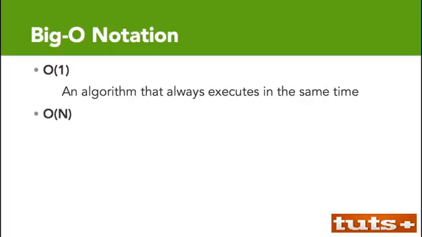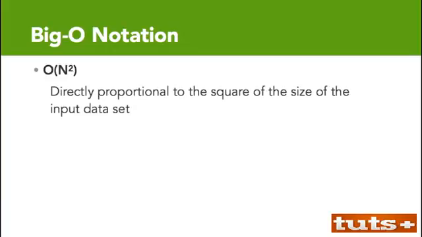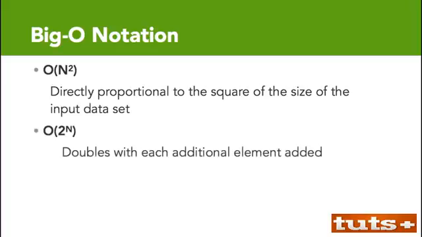O of n describes an algorithm whose performance will grow linearly and in direct proportion to the size of the input dataset. O of n2 represents an algorithm whose performance is directly proportional to the square of the size of the input dataset. This is common with algorithms that involve nested iterations over the dataset. Deeper nested iterations will result in O of n3 or O of n4, etc. O of 2n denotes an algorithm whose growth will double with each additional element in the input set. The execution time of an O of 2n function will quickly become very large.